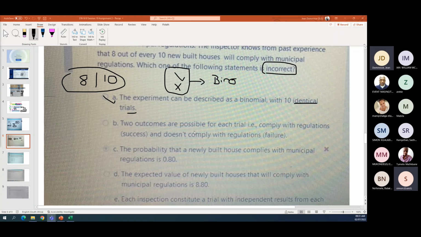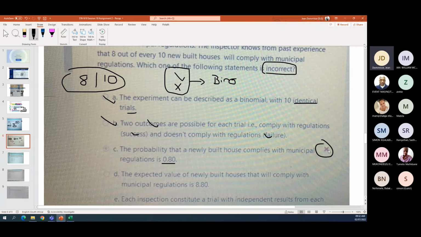Two outcomes are possible. So yes, two outcomes are possible for each: comply with regulations, which is a success, or don't comply. There I said yes, binomial, so that is also correct. So we're looking for the incorrect one. The probability that a newly built house complies with municipal regulations is 0.8.